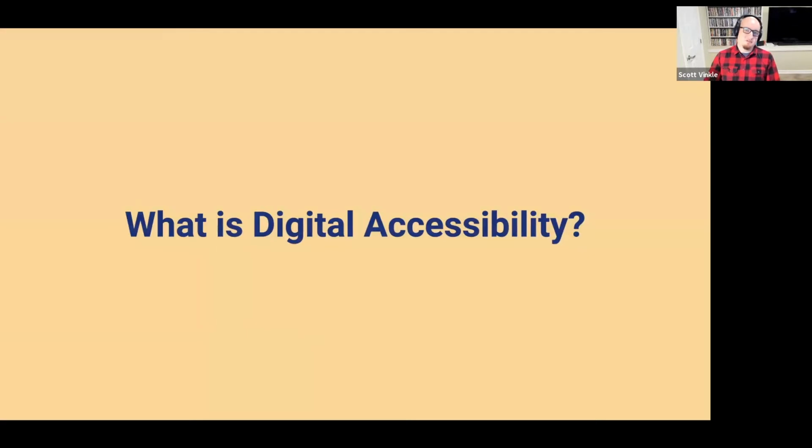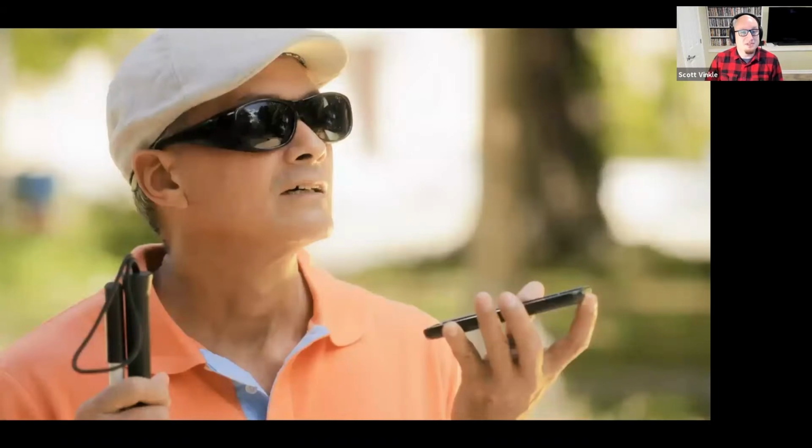So to start us off, what is digital accessibility? It's a good question. I'm glad you asked. Simply put, digital accessibility means building digital content and applications that can be used by people with disabilities. So these techniques can and should be applied to websites, mobile apps, desktop apps, operating systems, video games, electronic documents like PDFs, kiosks, and a whole lot more.